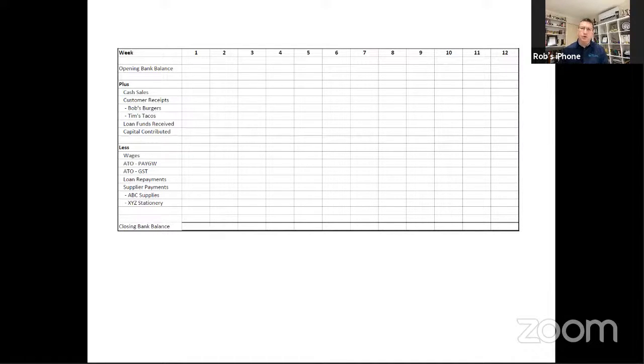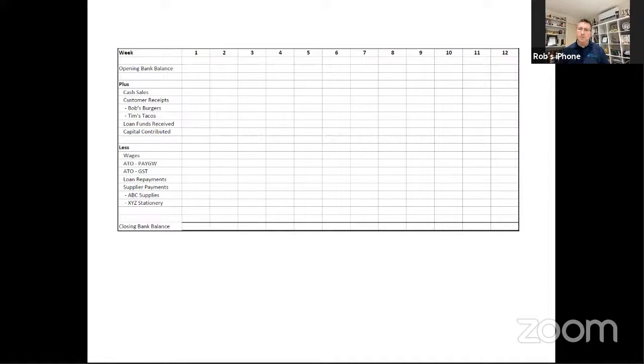If you're using this tool, what you can do is you may project this through and go, you know what, in week 8, we're actually going to end up with a $5,000 deficit. But in week 9, we're actually going to end up with a $20,000 surplus. So we know that in weeks 1 to 7, we're going to be fine. In week 8, we're going to have an issue. And then in week 9 through to 12, we're actually going to be fine.